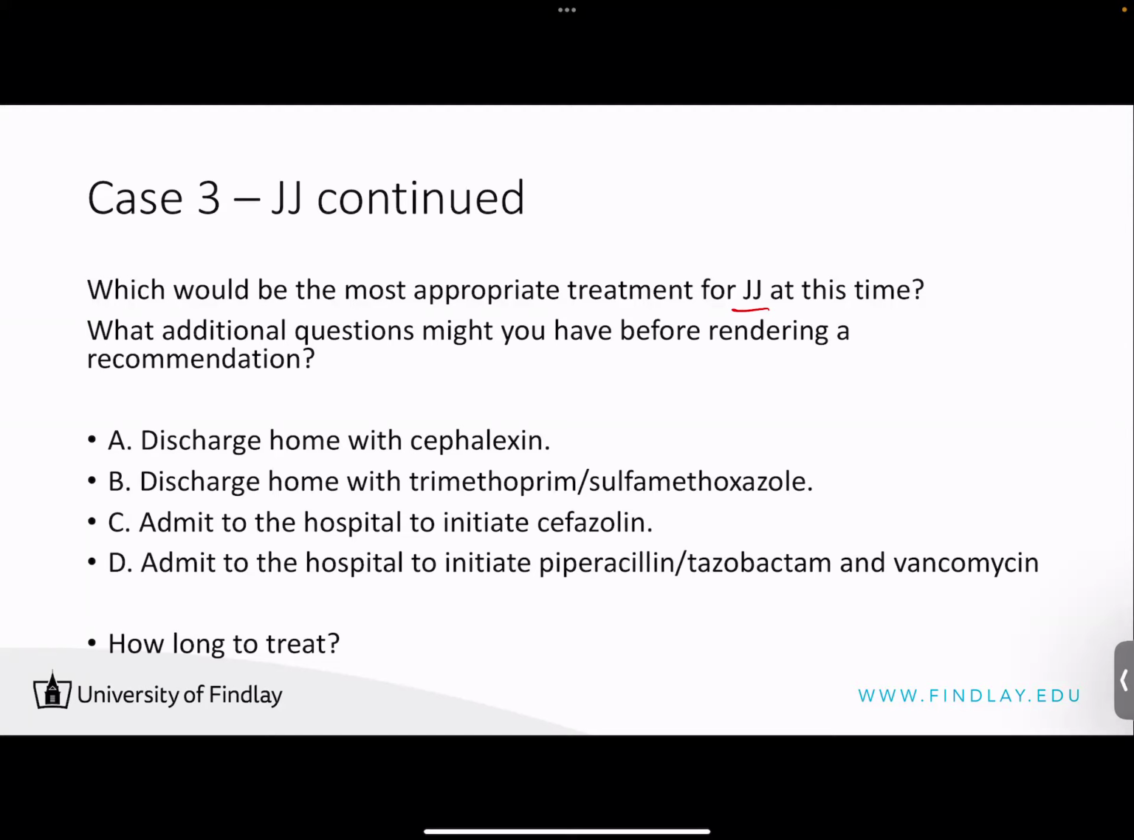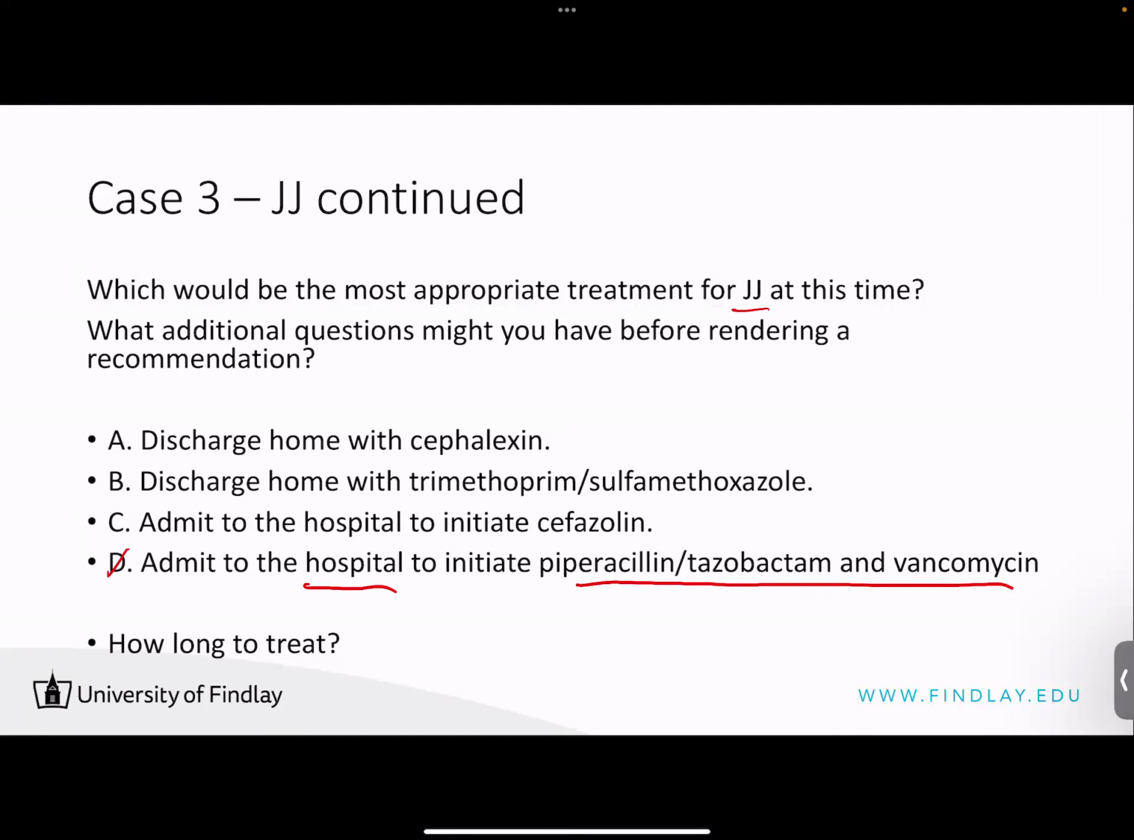All right. What if you have a little bit of doubt? What if, you know, it looks like it's erysipelas. I'm pretty sure it's erysipelas, but distinguishing between erysipelas and cellulitis can be difficult. So I want to give something that I know will kill group A strep, but maybe also cover a little bit of MSSA because she doesn't have any risk factors for MRSA. How does that change your approach? Do you think we need to admit her and give Pip-Tazo and Vanco?